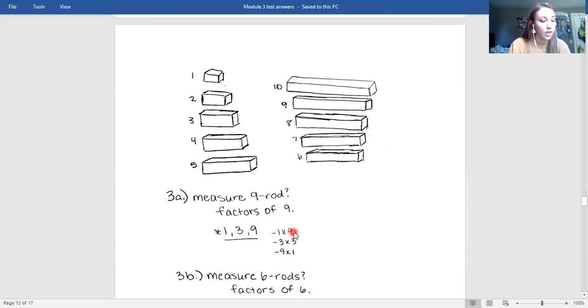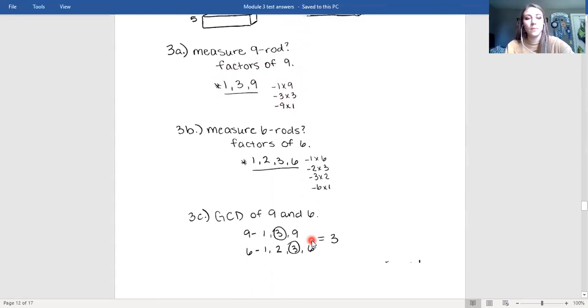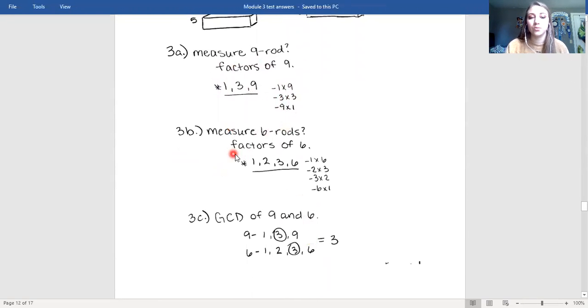Okay, for number 3, we're measuring out rods. Okay, for number 3A, it says measure 9 rods out of these. So with this one, you got to measure 9. Well, you're finding the factors of 9, which is 1, 3, and 9. 1 times 9, 3 times 3, 9 times 1. 3B measures 6 rods. Well, you're using the factors of 6. So 1, 2, 3, and 6. And how we got the factors are right here. The greatest common divisor of 9 and 6, as shown, you get 9 and you write out the same ones that you got. And the greatest is 3.